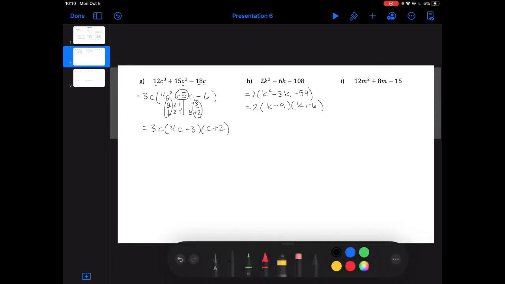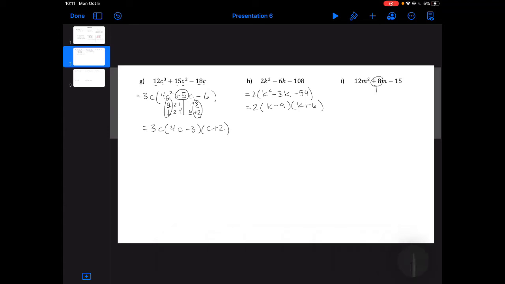Let's take a look at example I. Initially looks pretty tricky because the numbers are so large. But what we can do is take a look at the lollipop method. So, here I've got 12 and 1, 1 and 12, 6 and 2, 2 and 6, 3 and 4, 4 and 3. And then on my right hand side, I've got 1 and 15 and 3 and 5. Hopefully you're starting to see that the lollipop method is really just a glorified trial and error method.